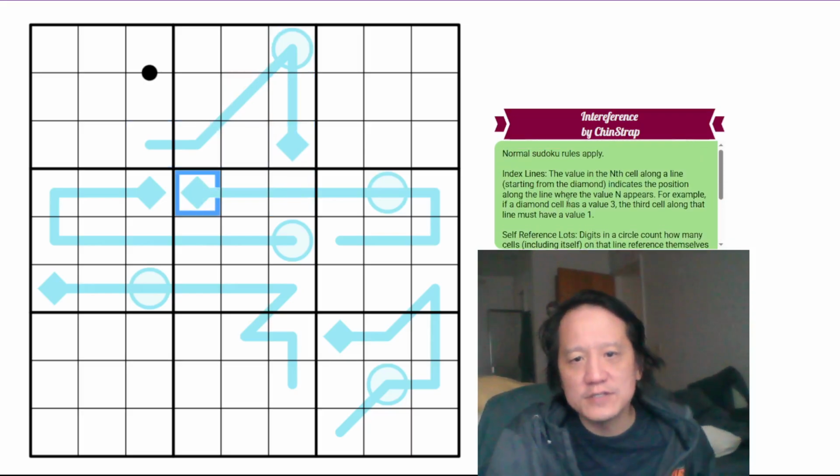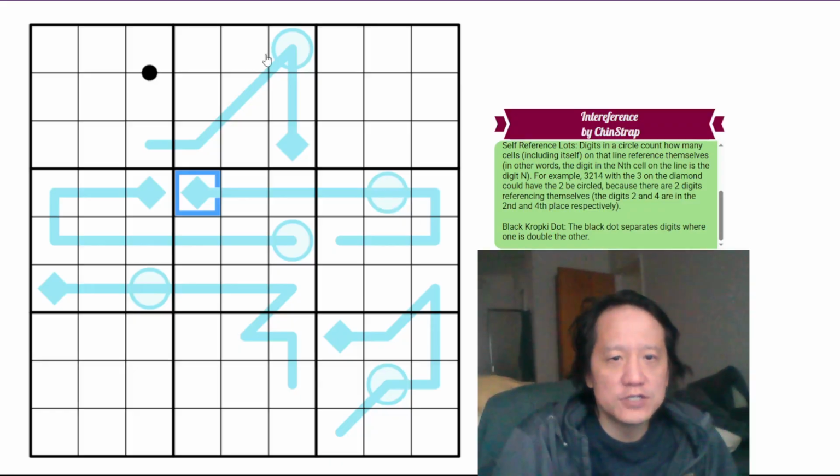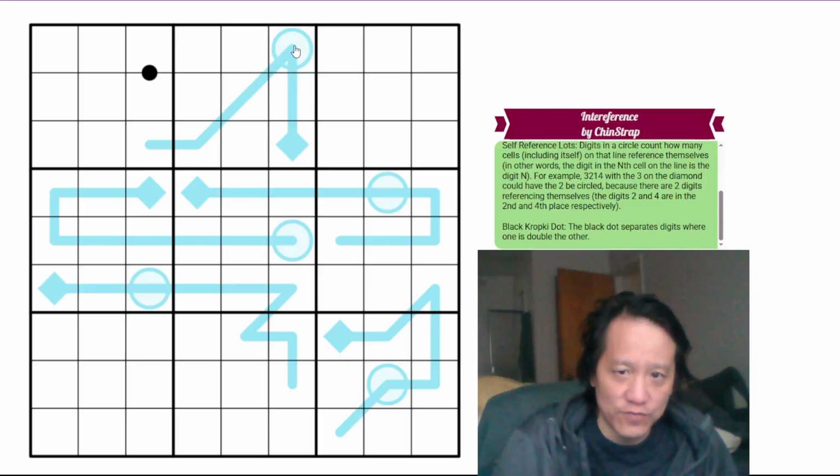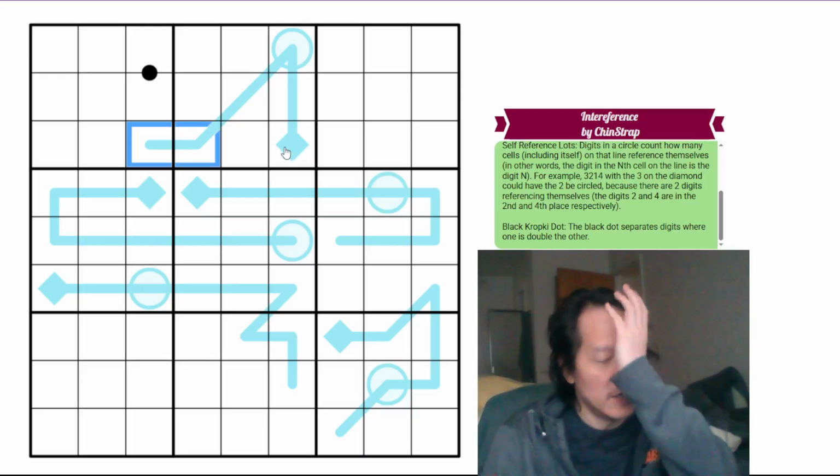We also have self-reference dots, which is why this is Interference, where digits in a circle count how many cells, including itself, on that line reference themselves. In other words, the digit in the nth cell on the line is the digit n. So for example, say this was only a 4-length index line here. We'll just cut out these two cells.